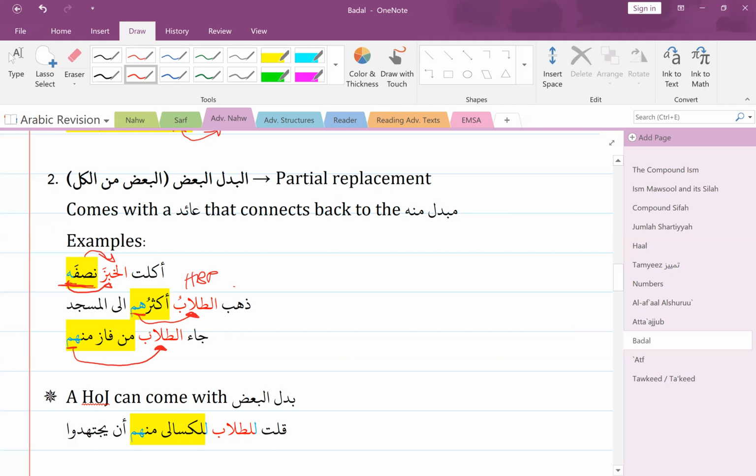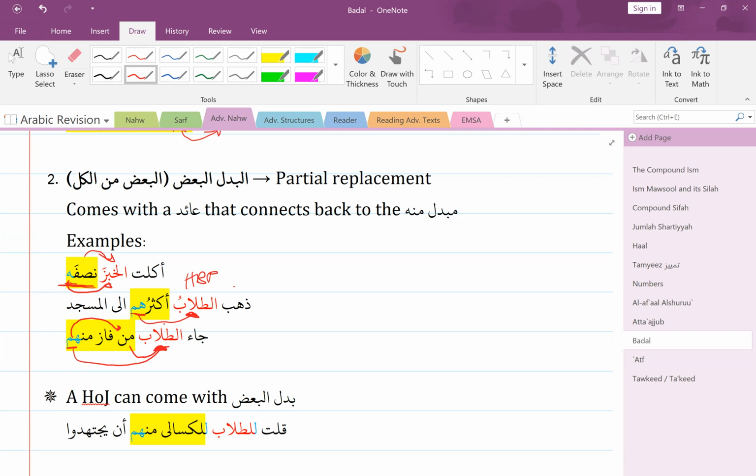Okay, and of course man is an isim mawsul. We did this a while back. Isim mawsul and silatul mawsul, and this whom actually goes back to man, and then this man, the pronoun inside man, is the one that goes back to at-tulab. That's kind of like technically what happened.